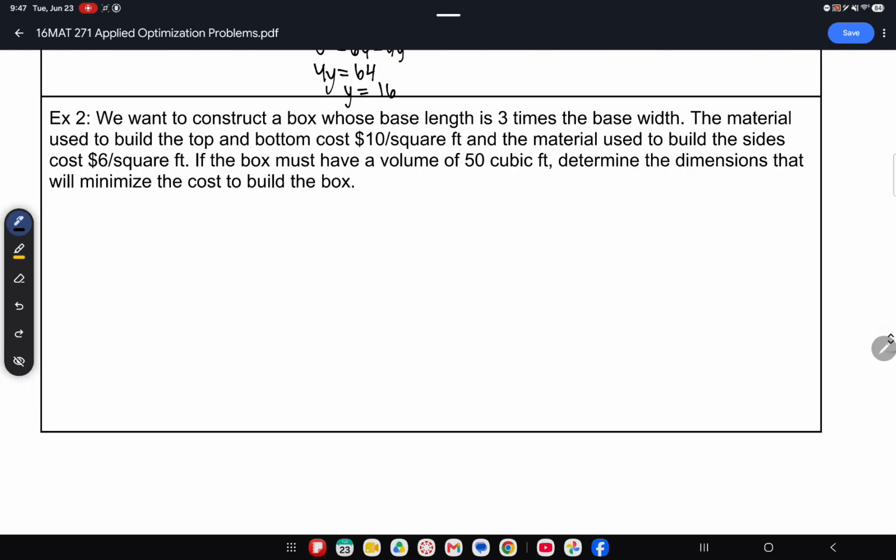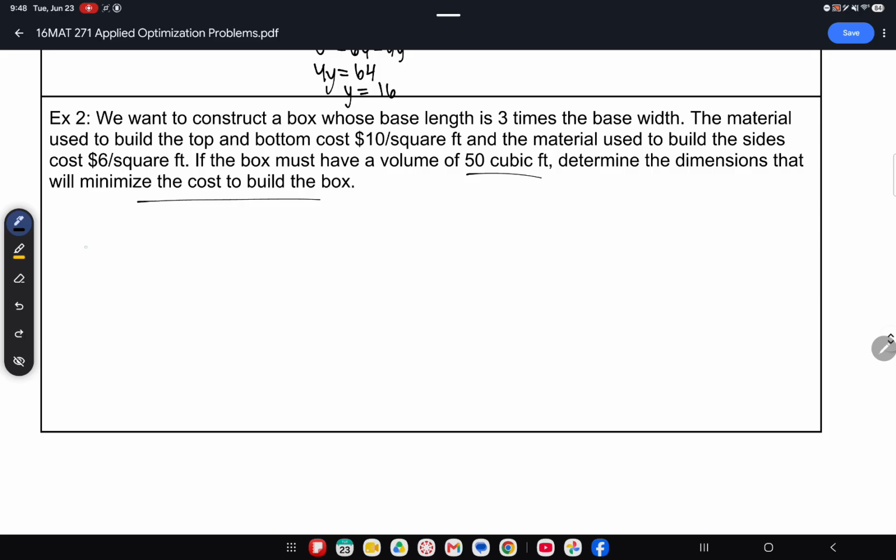All right, we want to construct a box whose base length is 3 times the base width. The material used to build the top and bottom costs $10 per square foot. And the material used to build the sides costs $6 per square foot. If the box must have a volume of 50 cubic feet, determine the dimensions that will minimize the cost of building the box.